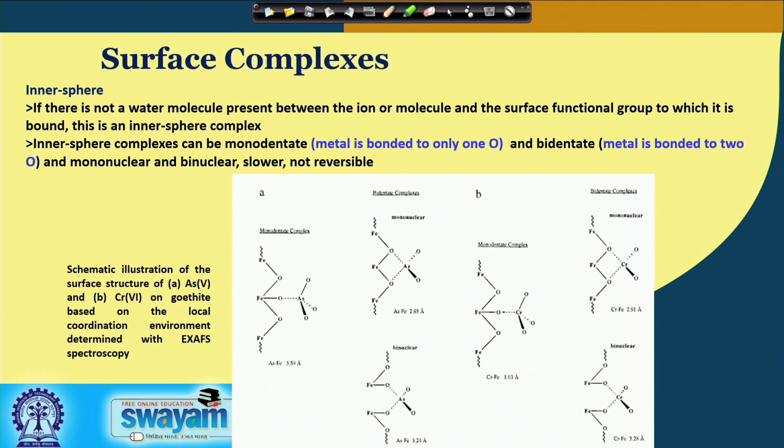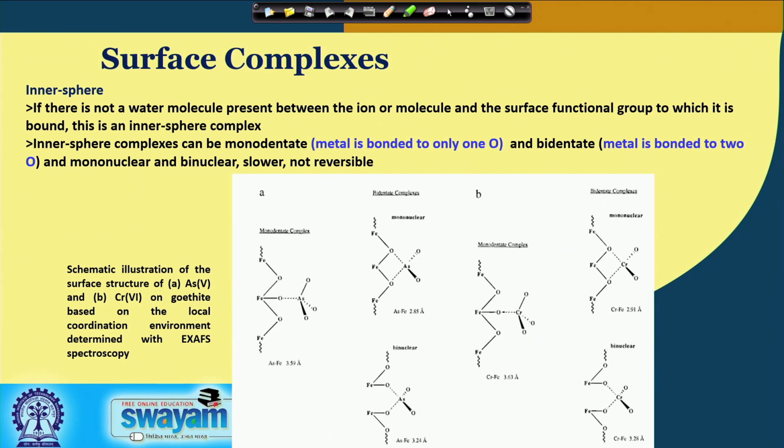Now, I am showing you one inner sphere surface complex. In an inner sphere surface complex, if there is no water molecule present between the ion or molecule and the surface functional groups to which it is bound, then it is known as an inner sphere complex. Now, remember, the inner sphere complex can be monodentate.